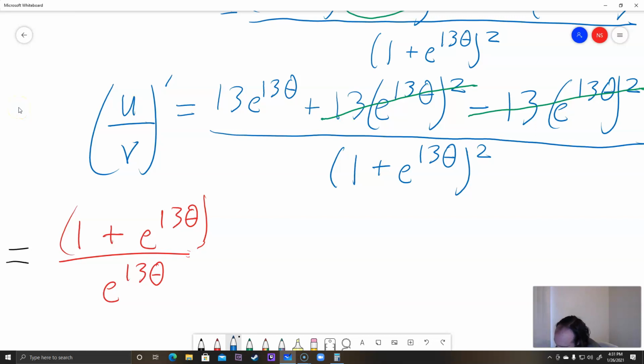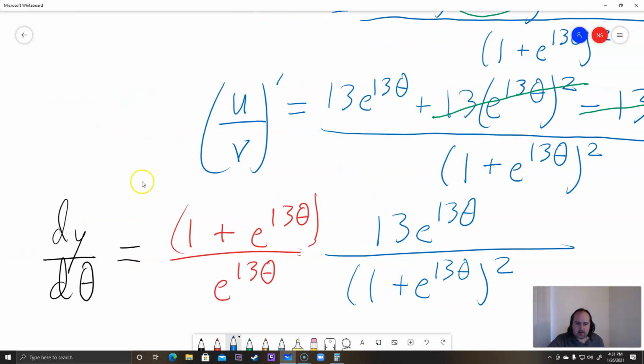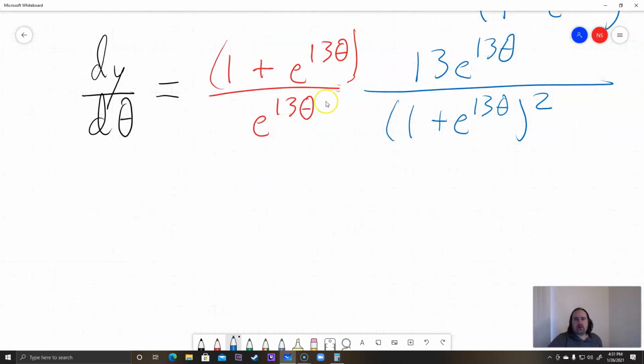So I'll write that one over here. So we have 13 e to the 13 theta on the top, and then on the bottom we have the quantity 1 plus e to the 13 theta quantity squared. Well, all that work, and then at the end here, a bunch of stuff is actually going to cancel out. So what cancels out here? Well, we notice that we have an e to the 13 theta on the bottom and on the top, right there. So we can cross out those.